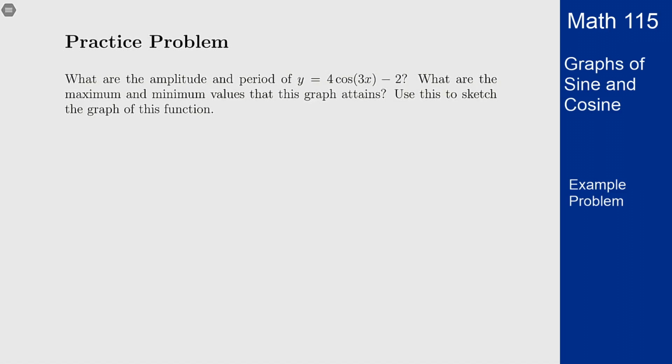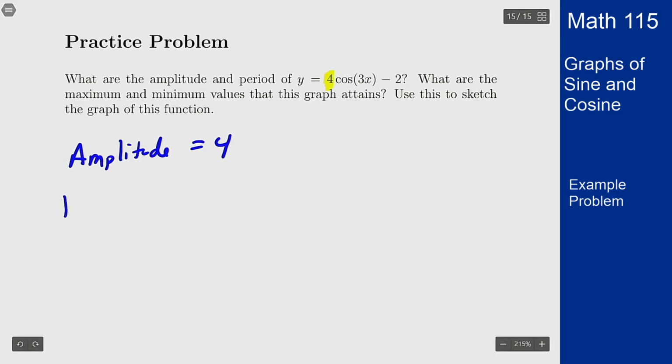So the amplitude is determined by this coefficient in front of the cosine function here. So the amplitude here will be 4. And the period is determined by the scaling in front of the x inside the cosine. So instead of x inside the cosine, we have 3x, which means the period is going to be 3 times as fast as what it is normally. So the period for this is going to be 2 pi over 3, because the period for cosine is just 2 pi.